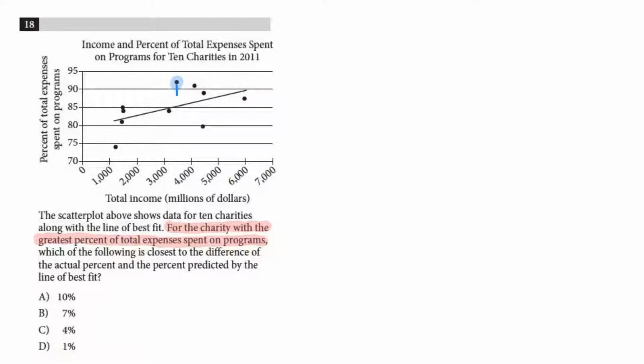Well, that is the distance to the line of best fit, so it looks like the actual percent is maybe 92, and the line of best fit might be at 85.5. Yeah, so it looks like a change of about 6.5 or 7. So we're going to say B is the closest.